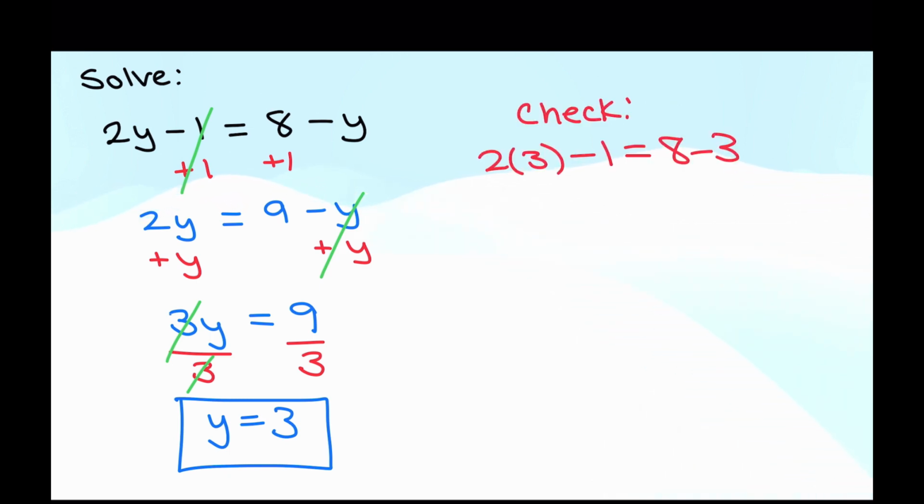Now we can check this solution as well by taking 3 and plugging it in for both of the y's in the original equation. So 2 times 3 minus 1, does that equal 8 minus 3? 2 times 3 is 6, so 6 minus 1, does that equal 5? Yes, it does. Because this works out, my solution checks, and I know that I didn't make any mistakes.